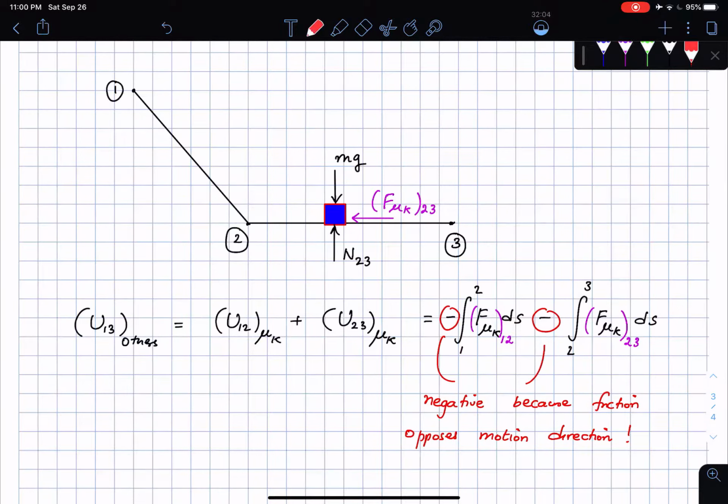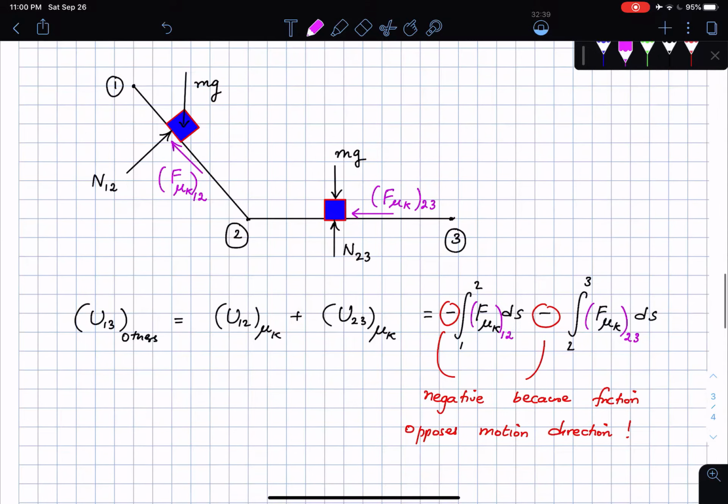Then I got to draw one more figure here, which is the particle at some point on its travel from 1 to 2. Look at the forces acting on it. The weight of the particle is always going to be acting vertically down, so this is going to be mg. There is no doubt about it. Then the normal force is going to be perpendicular to the direction of the incline, so that's going to be N12. The particle is trying to travel down, which means that the force of friction is going to be acting up the incline. So this is going to be F mu k 12. I hope this makes sense.